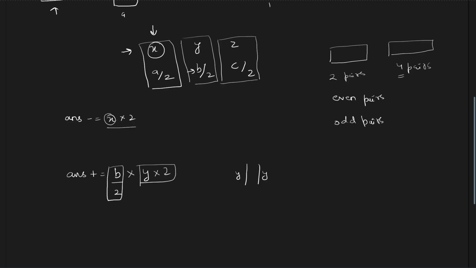At the end, if I find out that the total number of pairs that are being contributed are odd, then I can just simply subtract it from my answer. So I'll have to take the minimum value into 2, right? So this would be the final approach of my solution.